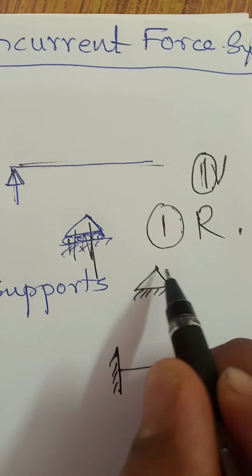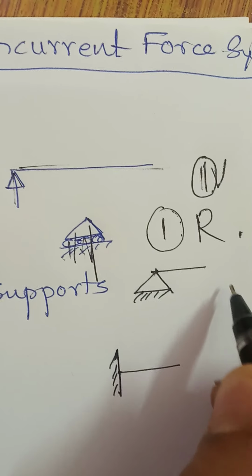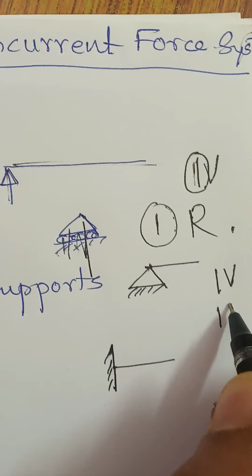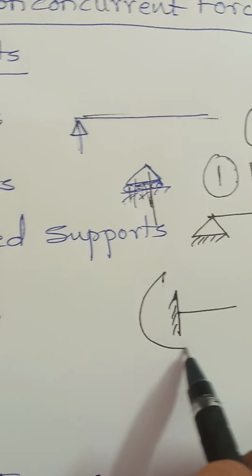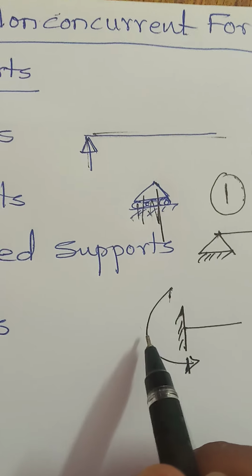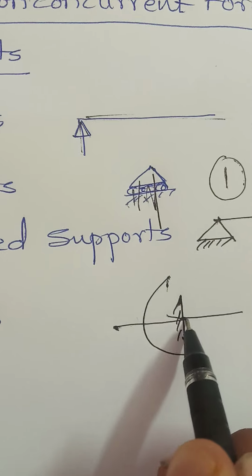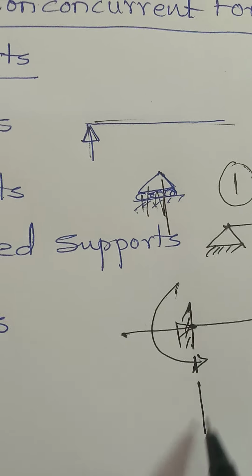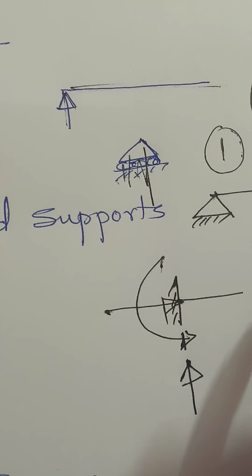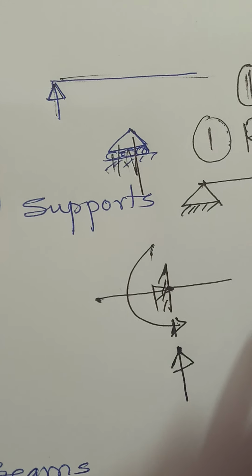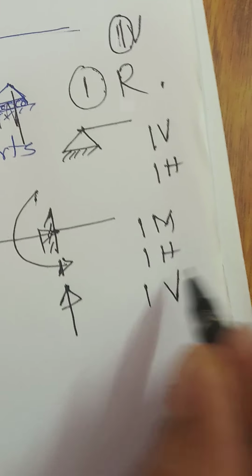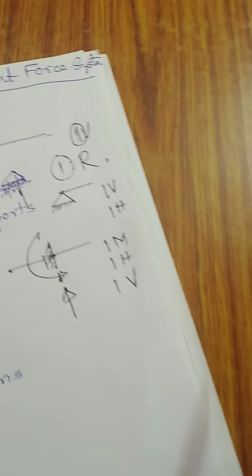Okay, so next is the hinge support. It is having two reaction components, one is vertical, one is horizontal. And for the fixed supports, there are three reaction components, that is, one is a moment, one is a horizontal reaction, one is a vertical reaction component. So it is one moment, one horizontal, and one vertical. So there are three reaction components.